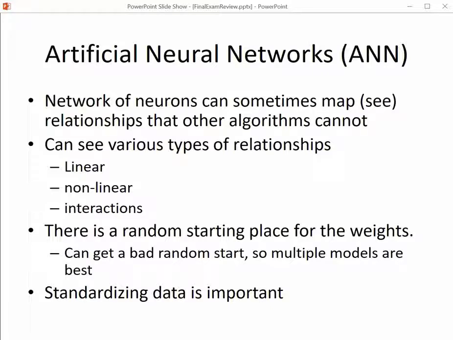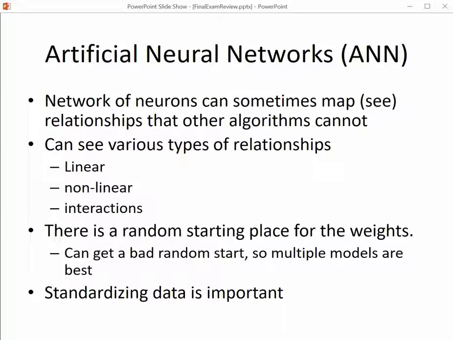One of the nice things about ANN is that it can map linear and non-linear relationships and also interactions between input variables. And so ANN can do that and do a good job of that. Research has shown that with up to around 12 hidden nodes in the hidden layer, and often with even less than that, an ANN can approximate any continuous function. So it's an amazing learner.